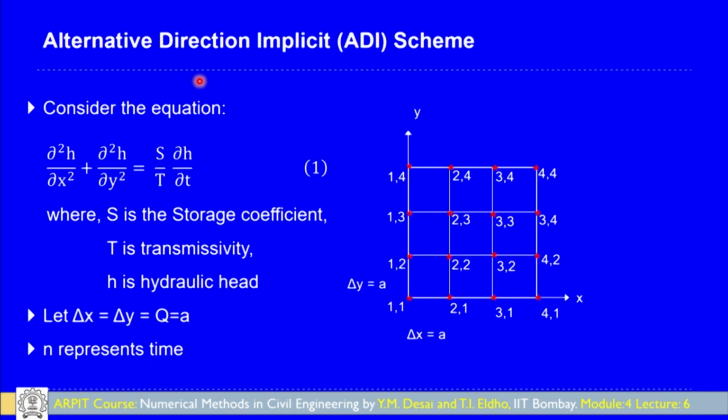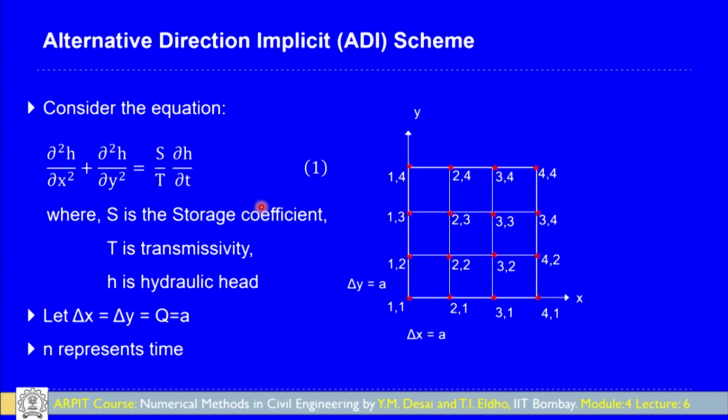Now we will discuss another commonly used implicit scheme, the alternating direction implicit scheme, the ADI scheme. Let us consider this equation: del square h by del x square plus del square h by del y square is equal to S by T del h by del t. This is the 2-dimensional diffusion equation.